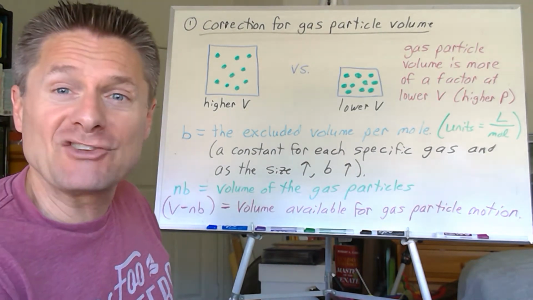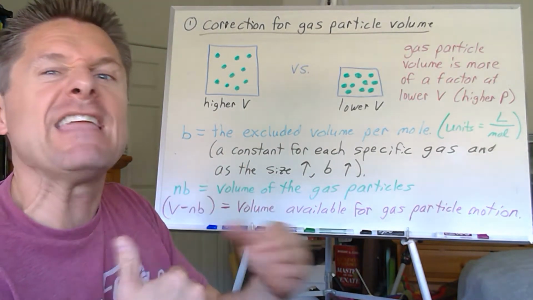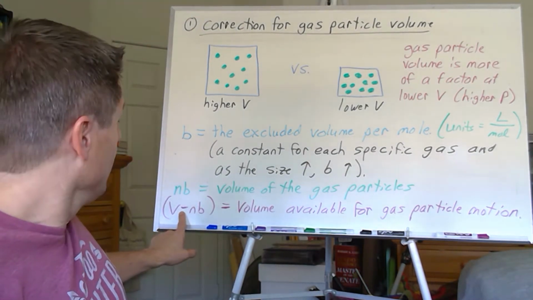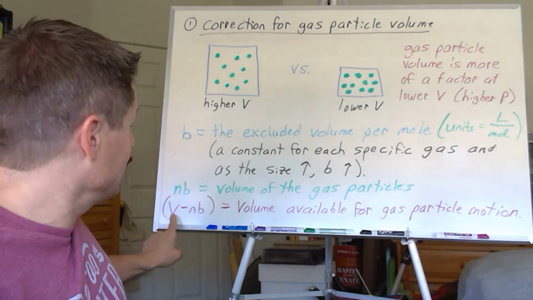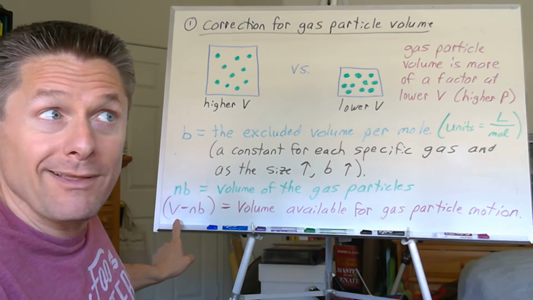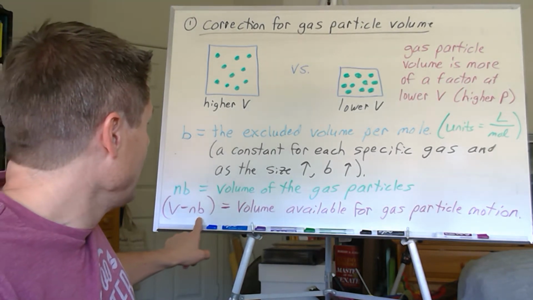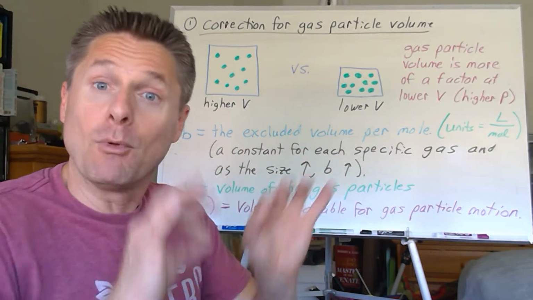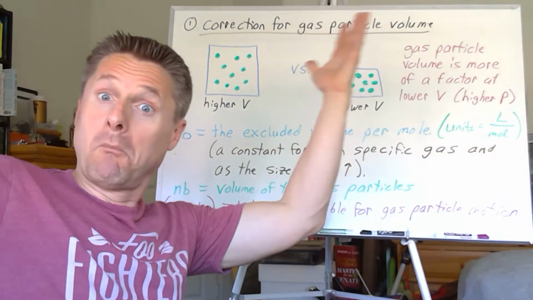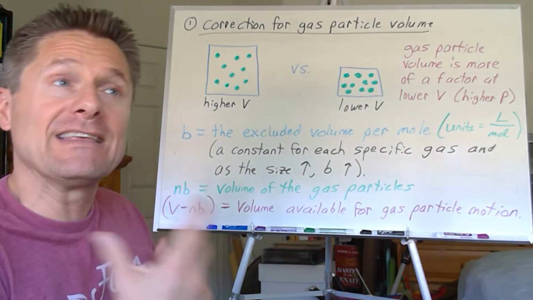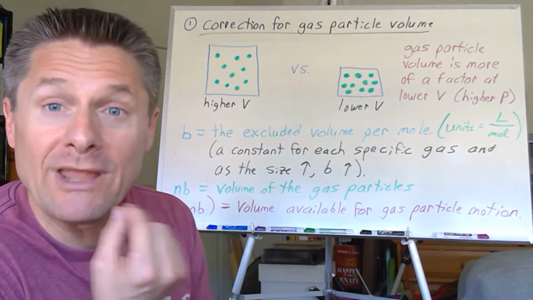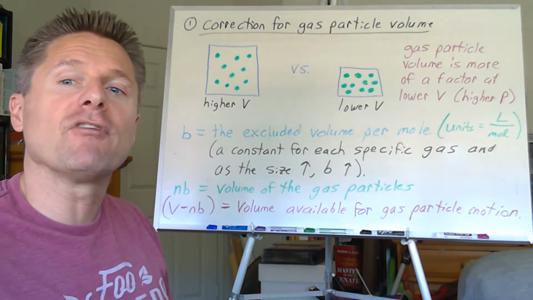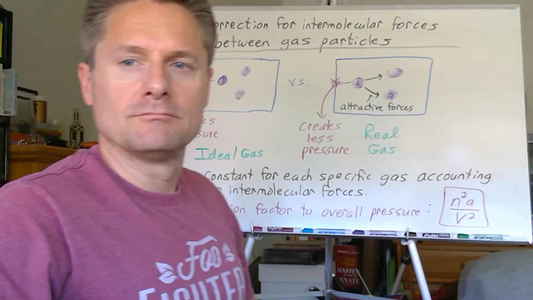So if we want to make a correction to the ideal gas equation, remember PV equals nRT. Well, let's take that V term and subtract the actual gas particle volume. Because we normally just use the container volume, right? Well, it's technically not correct. So let's take the container volume and subtract the volume of the gas particles, nb. That will be the volume actually available for gas particle motion. Sweet. So in the gas equation for real gases, instead of using V, we're going to use V minus nb, correcting for that. Now, let's look at the pressure correction.